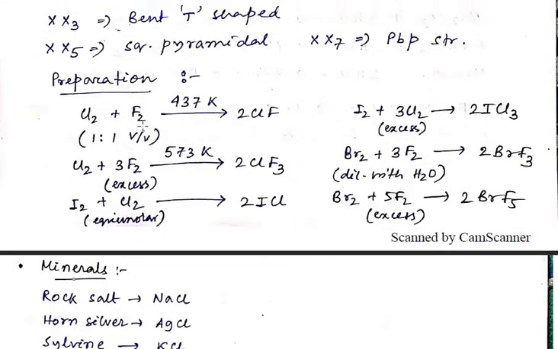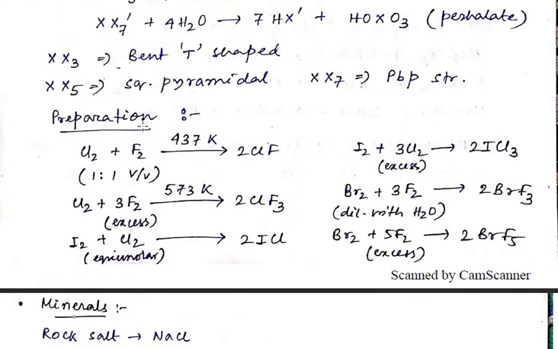Now we are going to the synthesis of the interhalogen compounds. We can easily synthesize the interhalogen compounds. For example, suppose I have chlorine and fluorine, and if I take both chlorine and fluorine in a 1:1 volume by volume ratio, and react them at 437 Kelvin, it will form ClF.